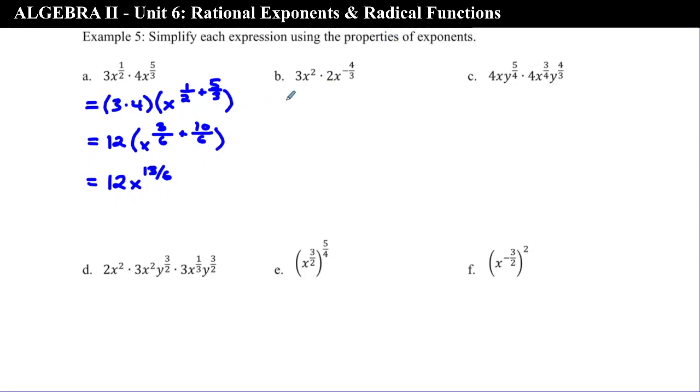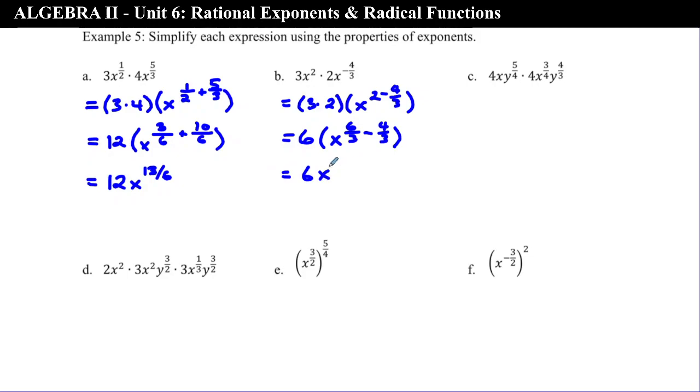Let's try another one, B. We're going to pull our coefficients out on their own, and do our x's together. X to the 2, and we're adding the exponents, but there's a minus sign here, so it's going to be 2 minus 4/3. Again, we have to find a common denominator. This one's a little bit easier. We'll put our 6 there. We only need to do something with the 2, and that's the same as saying 6/3. So x to the 6/3 minus 4/3 is going to give us 6x to the 2/3 once you subtract those exponents.